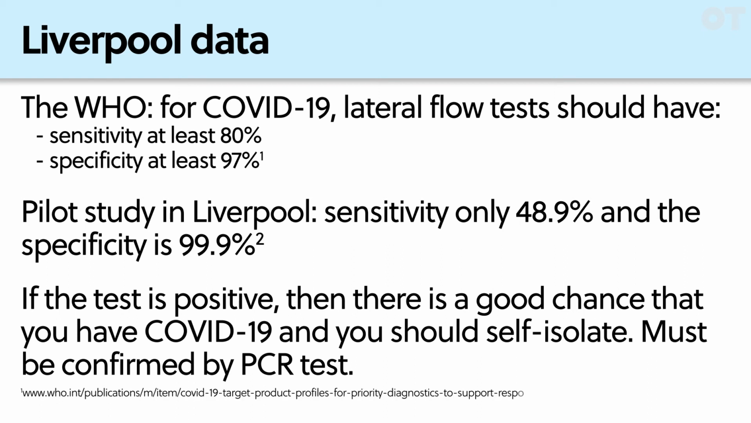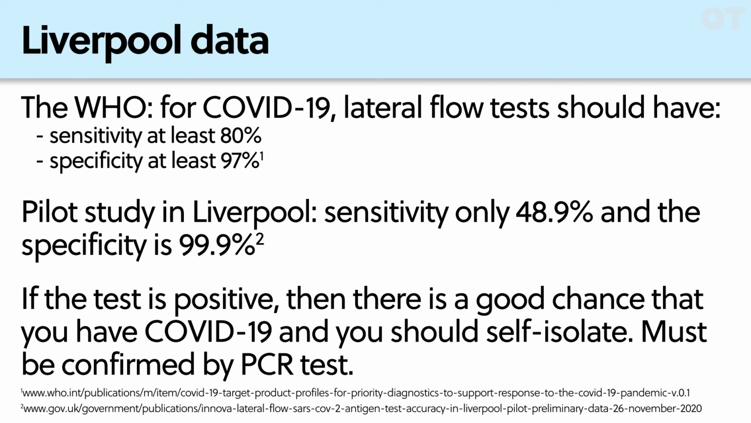The World Health Organization suggests that for COVID, lateral flow tests should have a sensitivity of at least 80% and a specificity of at least 97%. Based on the initial data from the pilot in the Liverpool area, it appears that the sensitivity is actually only 48.9% and that the specificity is 99.9%.